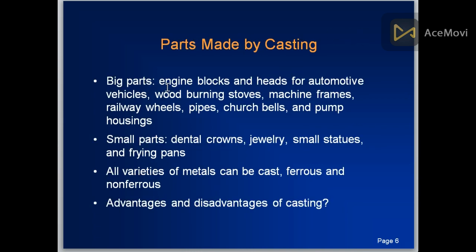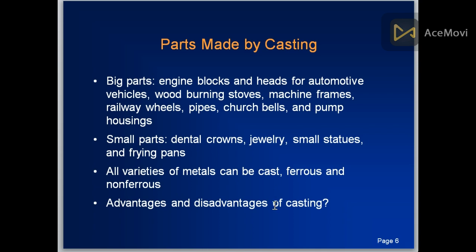Parts made by casting. There are big parts: engine blocks and heads for automotive vehicles, wood burning stoves, machine frames, railway wheels, pipes, church bells, and pump housings. And there are also small parts, including dental crowns, jewelry, small statues, and frying pans. All varieties of metal can be cast, ferrous and non-ferrous.